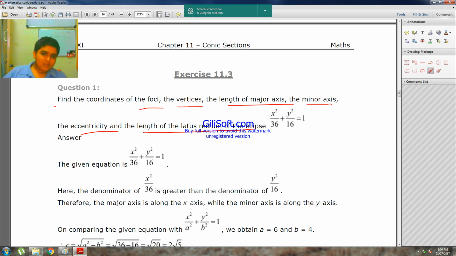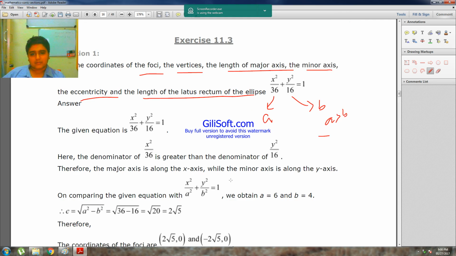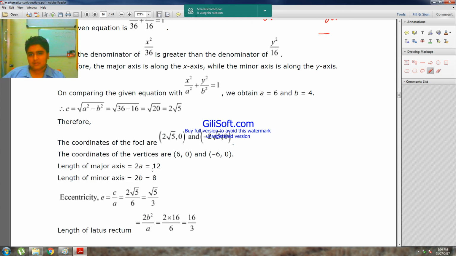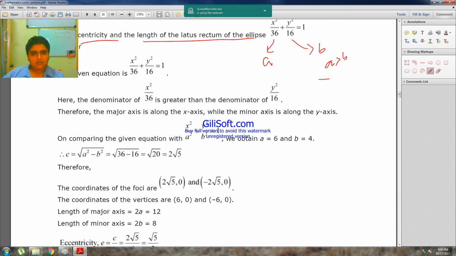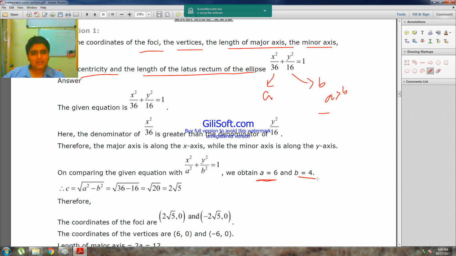Now in any of such cases, what you're going to do is first recognize what is A and what is B. Obviously we know the denominator of x square is A square and the denominator of y square is B square. Clearly from here you can make out that A is greater than B. Now what is A? A is equal to 6. Yeah, over here. So A is equal to 6 and B is equal to 4. Just the root of this, because it's x square upon A square plus y square upon B square is equal to 1. So A square is 36, A is 6, B square is 16, B is 4.